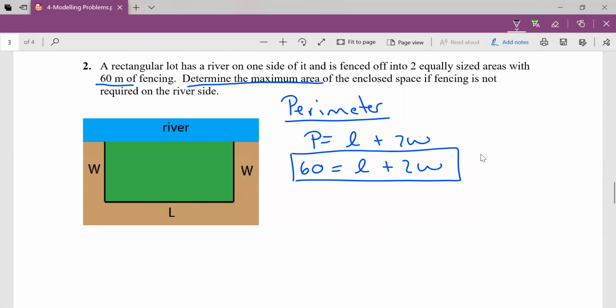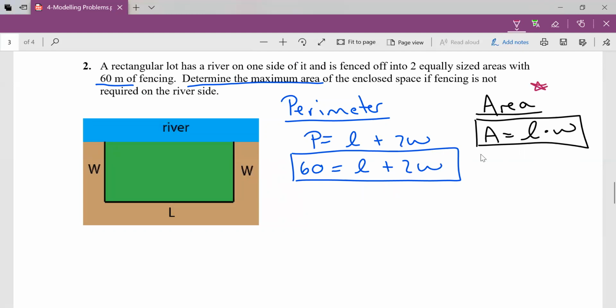Well, area, I know how to find the area of a rectangle. Most days, area is length times width. But we want max area. That doesn't help me at all. Well, actually it does. Two equations, two unknowns. So here's what we're going to do. We want the max area. This is what we want.